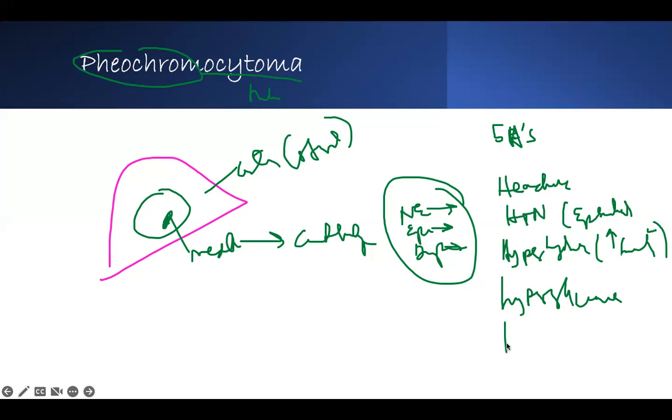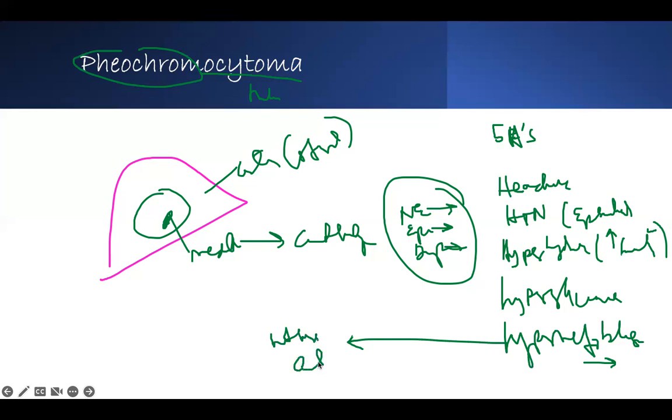And then the last one is hypermetabolism. So they break things down, the metabolism quickly, so if your metabolism is high, you lose weight. They're eating all the time, they're breaking everything down because of the energy. They are like on fire. And so this is all the 5 Hs, and you can use it to remember the 5 Hs of pheochromocytoma.